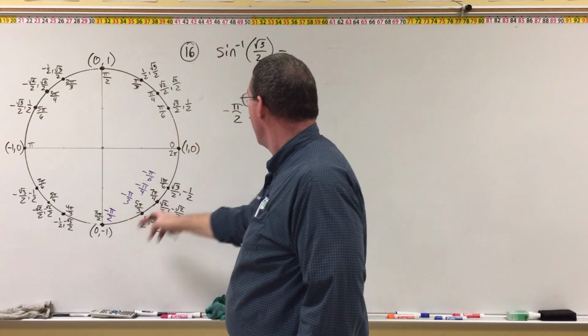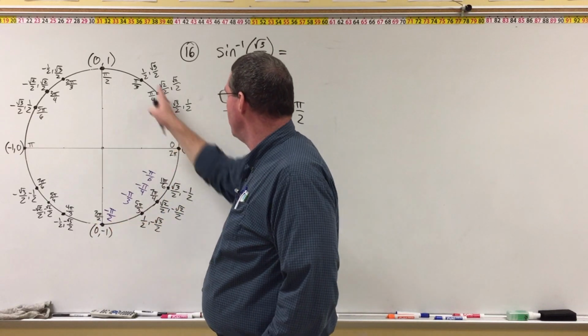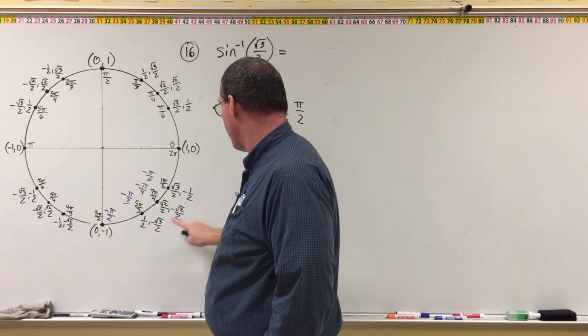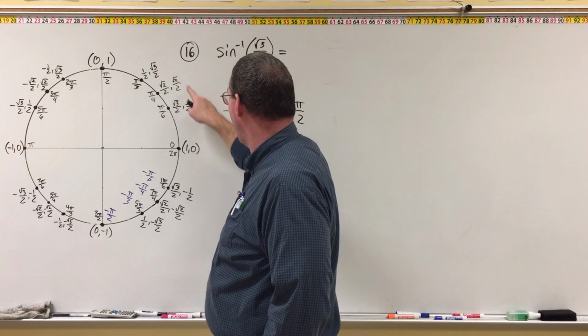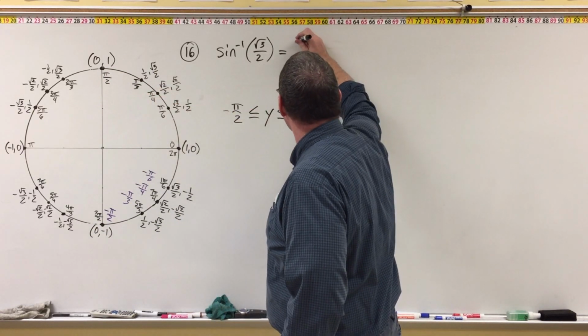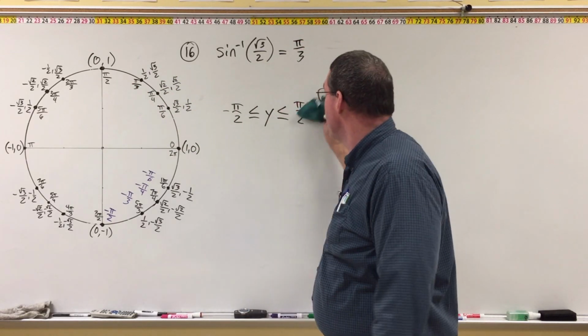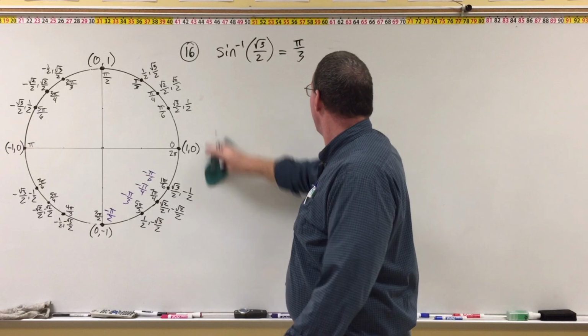The only one of these that has a coordinate of square root of 3 over 2 that's between negative pi over 2 and pi over 2 is, see, these are all negatives. That's 0, that's 1/2, that's square root of 2 over 2, square root of 3 over 2. That's our answer. Our answer is going to be pi over 3. So the answer to question number 16 is pi over 3.